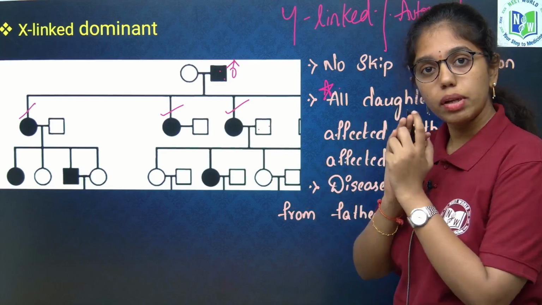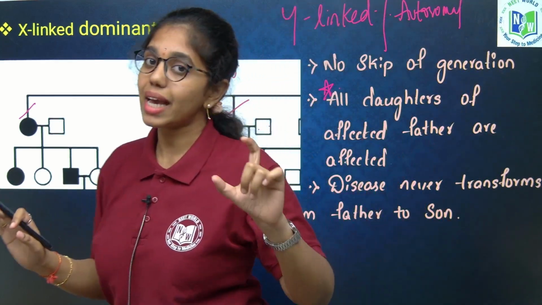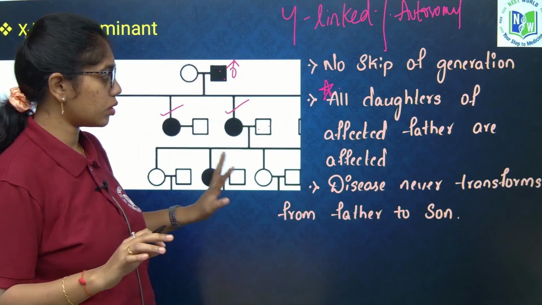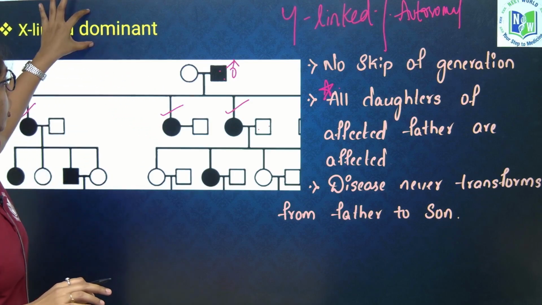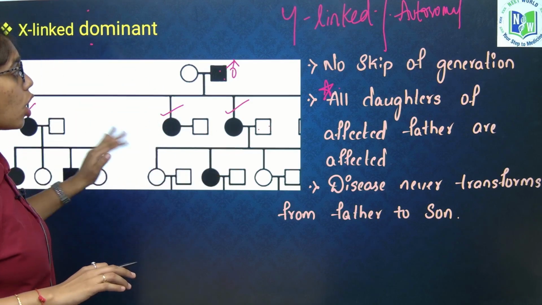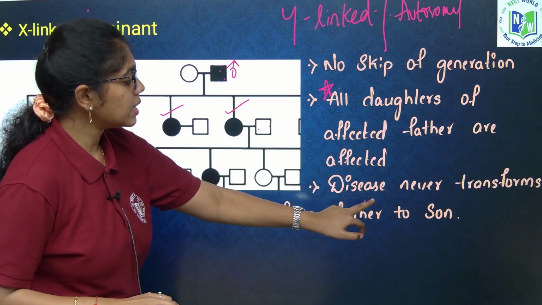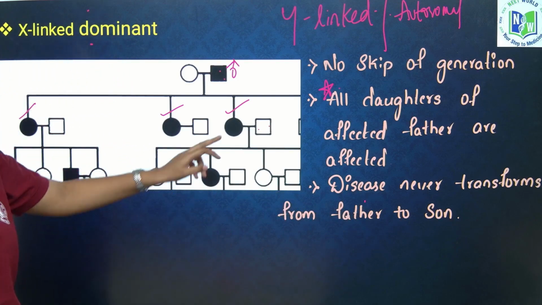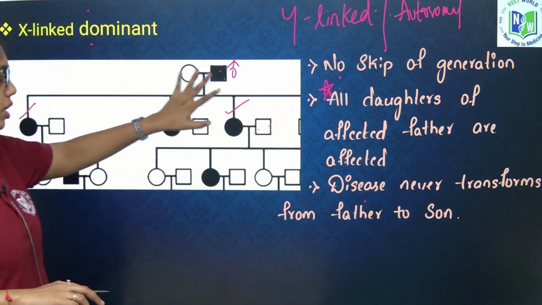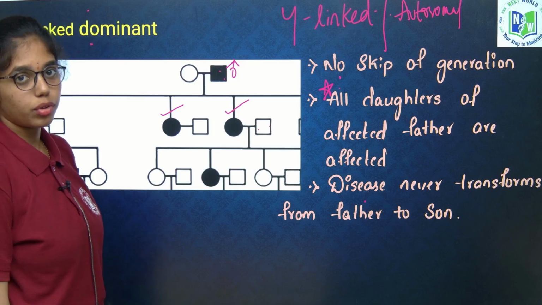Fine. It will be X-linked disease. X-linked disease is never passed from father to son. So in X-linked dominant, all the daughters of the affected father are affected. Next, the disease never transfers from father to son and there will not be any skip of generation. These are the points you have to remember.